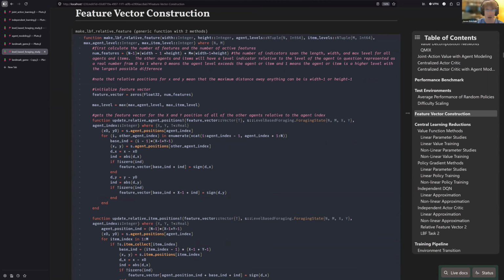And by the way, another comment on the performance of this, there are always different ways to construct the feature vectors for this.